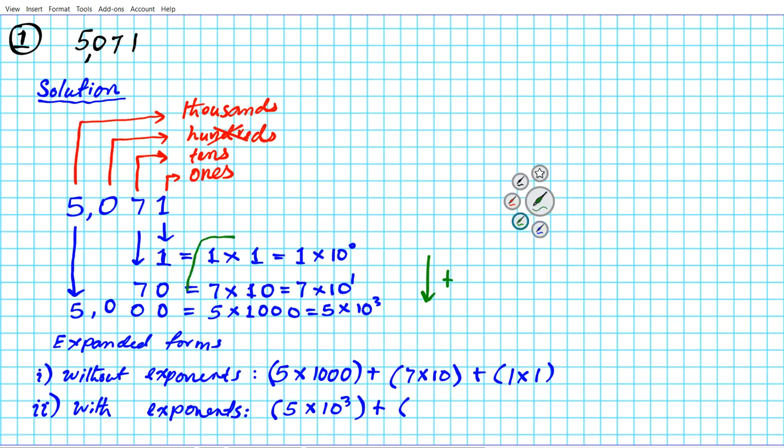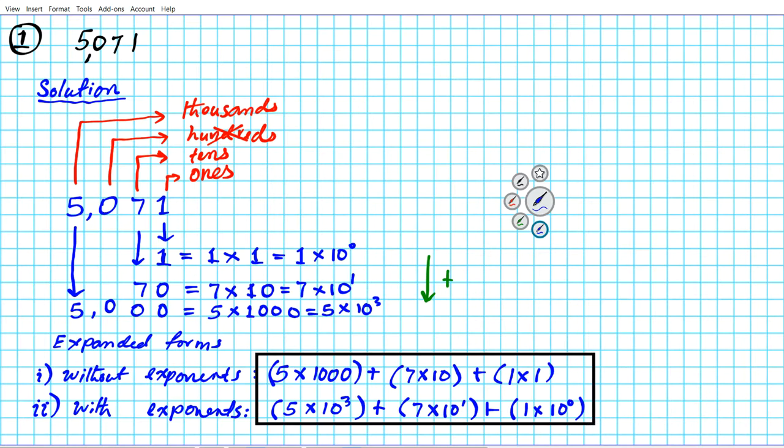We added this one first. We added these ones downwards. That's what we did first. Now we're going to be adding this column. The exponents, we're adding it downwards. Okay? If we do that, we have 5 times 10 to the third plus 7 times 10 to the 1. Okay? Plus 1 times what? 1 times 10 to the 0th power. Like that. All right, so there goes the number 5071 written in expanded form with and without exponents. Let's box our answers and move on to number 2.